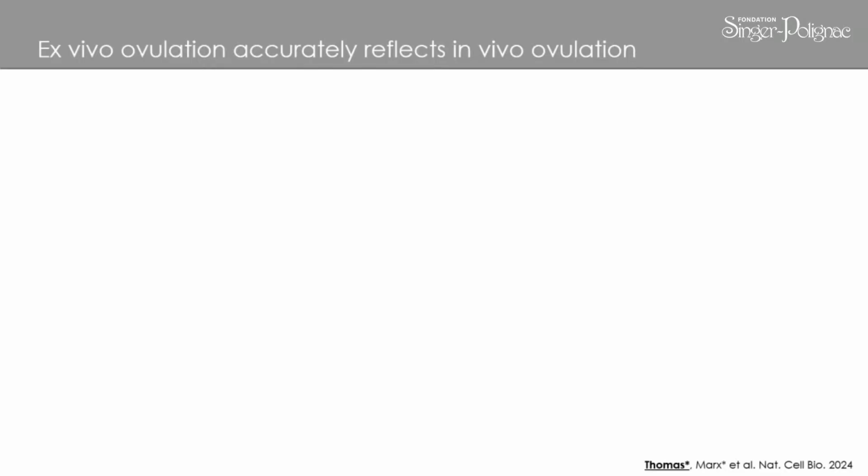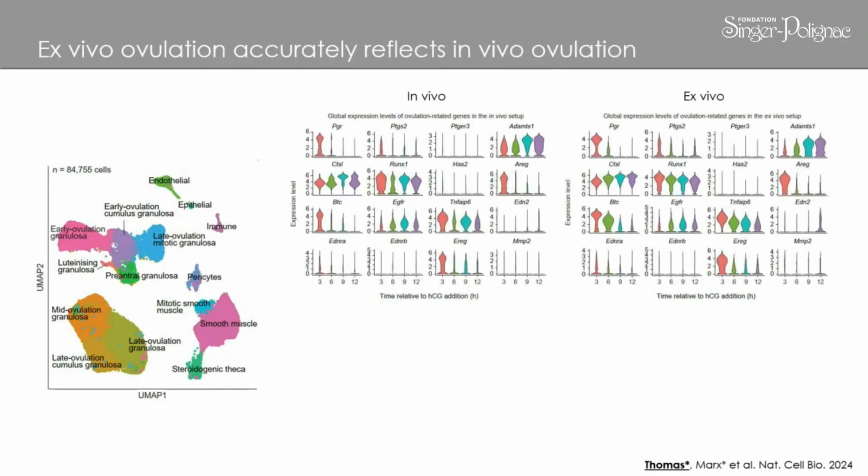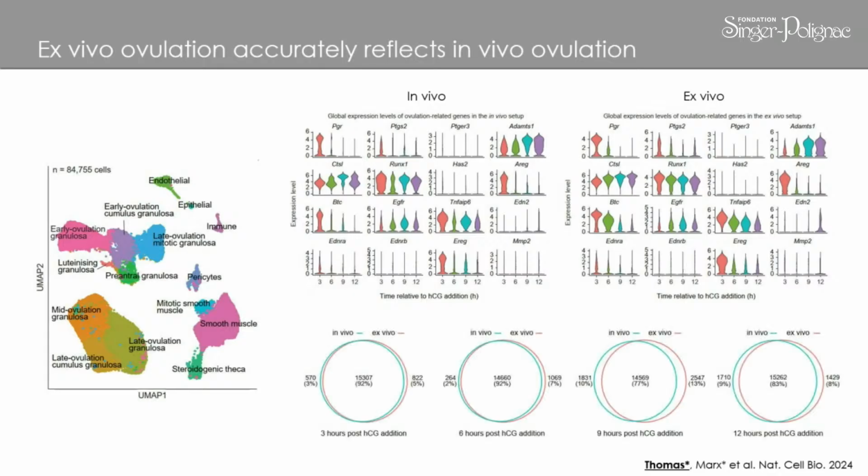So once we had ovulation working on the microscope, our first question was, does this accurately reflect in vivo ovulation? And to answer this, we used comparative single-cell RNA sequencing, where we took follicles from our ex vivo system and compared them against follicles isolated from stimulated mice at time-matched points. And to go through a lot of data very fast here, we focused on a number of key ovulation-related genes and showed that their temporal expression was the same between the two data sets, and furthermore, global gene expression was highly overlapping throughout ovulation. So we're happy that our system is accurately reflecting in vivo ovulation.